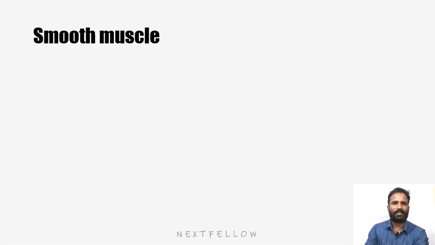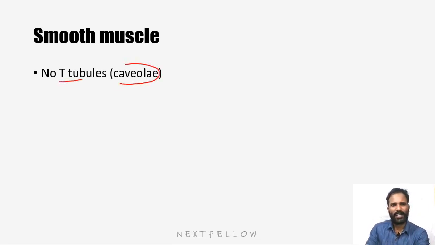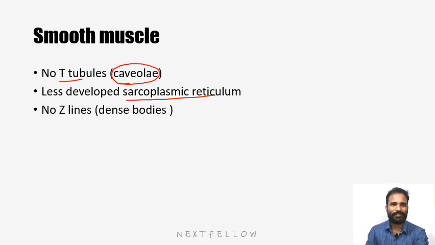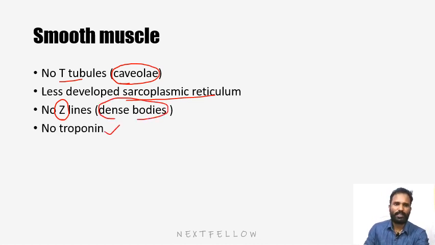Coming to the smooth muscle, there are some special features. It doesn't have any T tubules. Instead of T tubules, it has pits called caveolae. And the sarcoplasmic reticulum is not much developed. So the source of calcium is not the sarcoplasmic reticulum, it is the ECF. And there are no Z lines, so in place of Z lines there are dense bodies. There is no troponin, the regulatory protein to whose C component calcium binds in other muscles. Troponin is absent in smooth muscle.